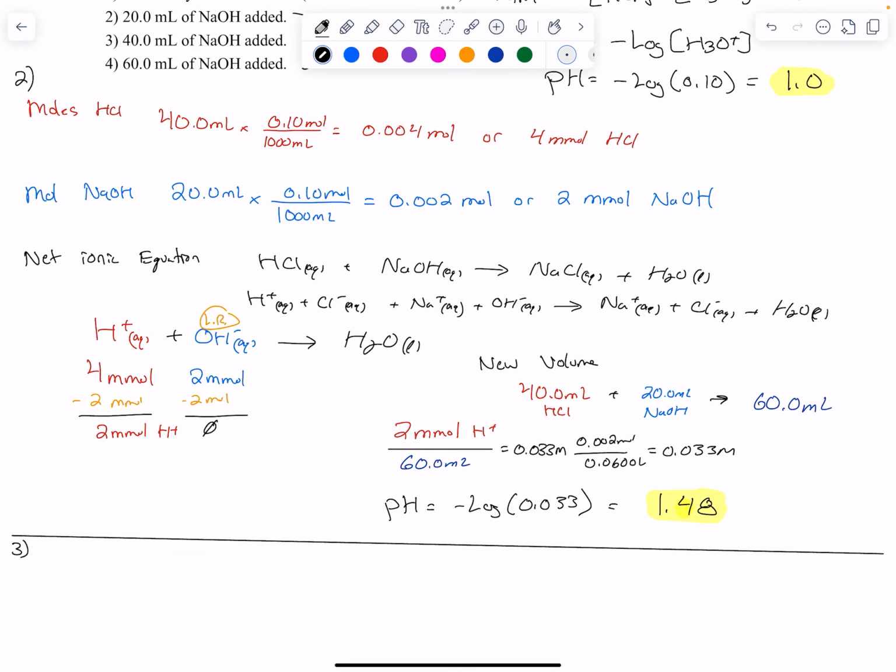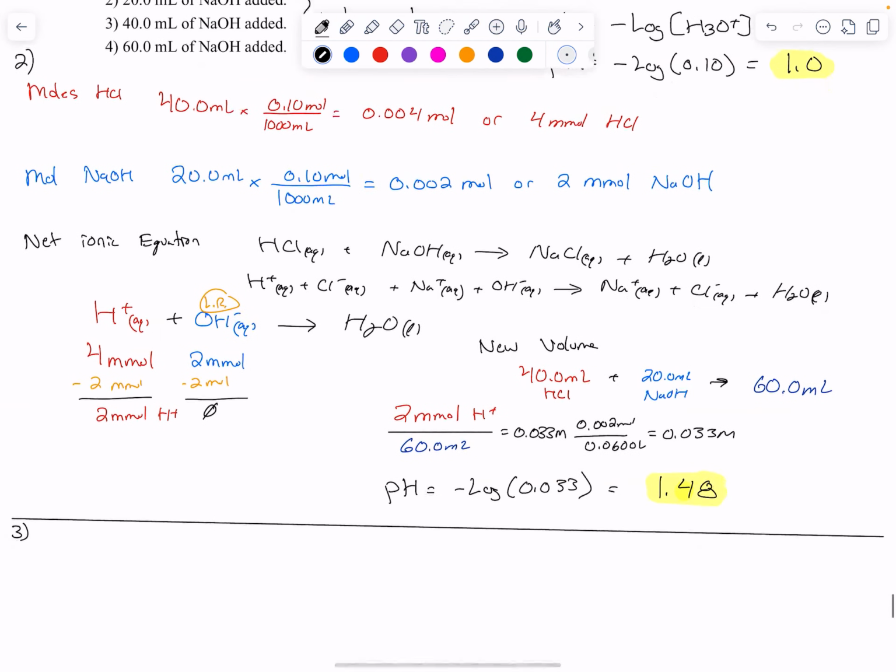Now we have 40 milliliters of sodium hydroxide. Well, if we have 40 milliliters of sodium hydroxide, so for every 1,000 milliliters, I'd have what? 0.10 moles.